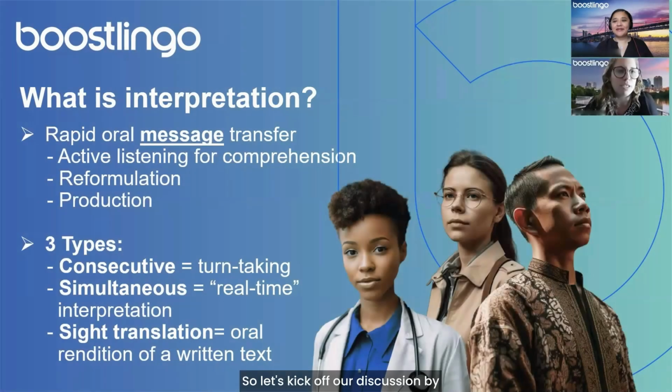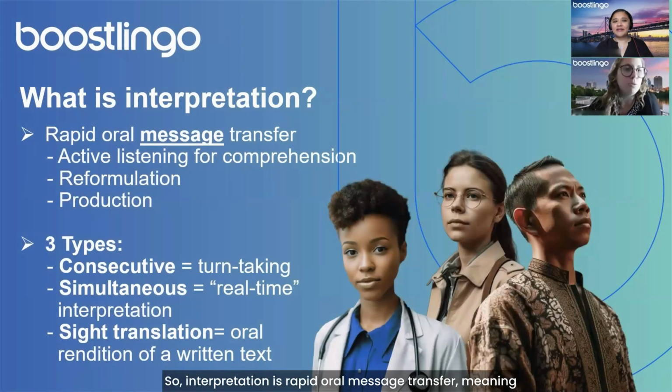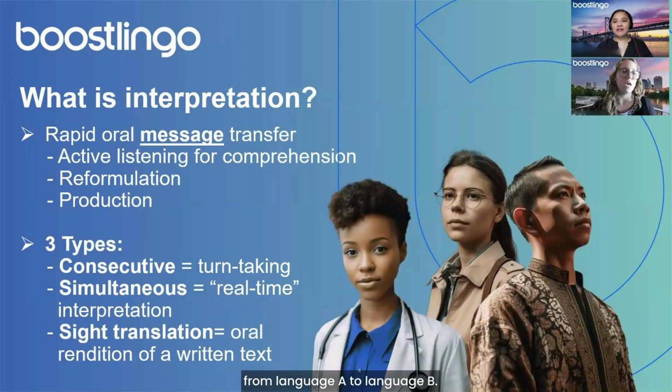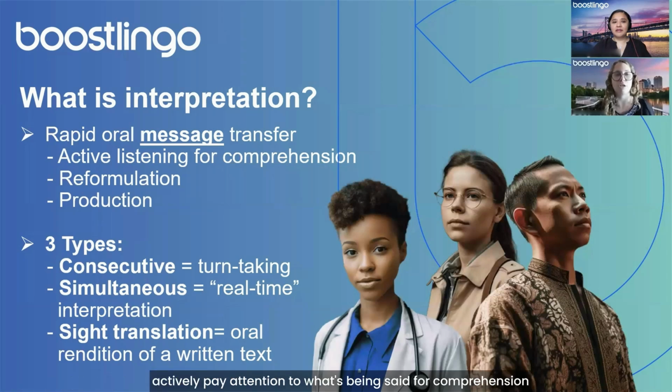So let's kick off our discussion by talking about what interpretation actually is. Interpretation is rapid oral message transfer, meaning that interpreters have to render messages, not word for word. We render messages in the moment from language A to language B. There's a process that an interpreter's brain undergoes when we interpret that consists of 3 different steps. The first is active listening, where we actively pay attention to what's being said for comprehension, so we can understand the meaning or the message.